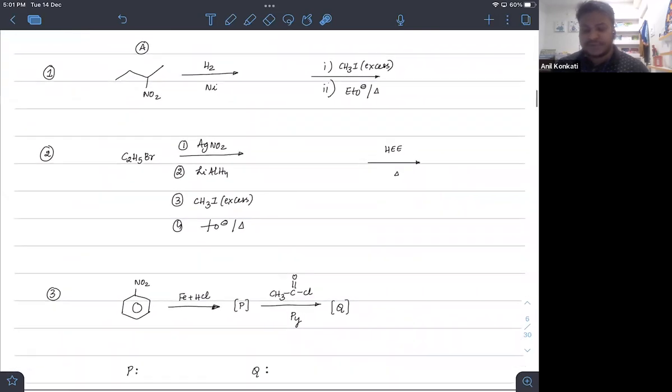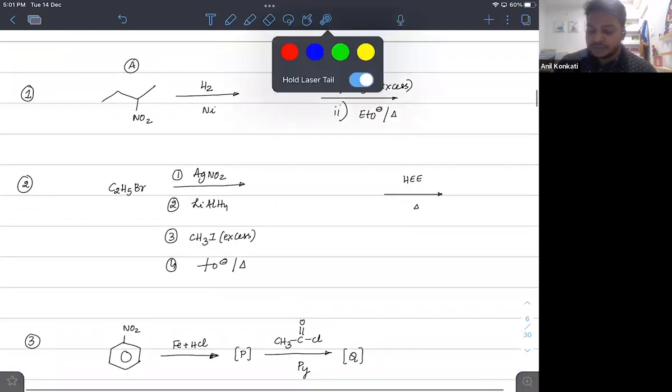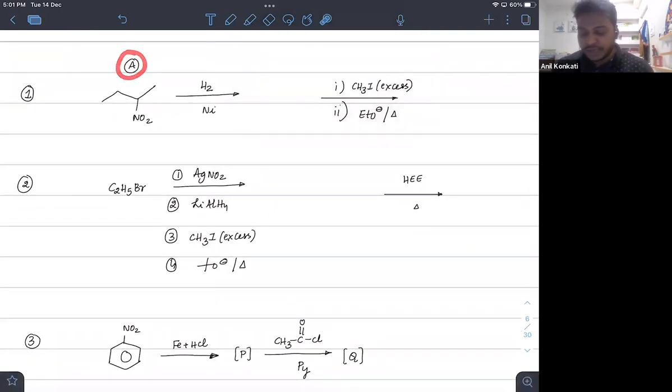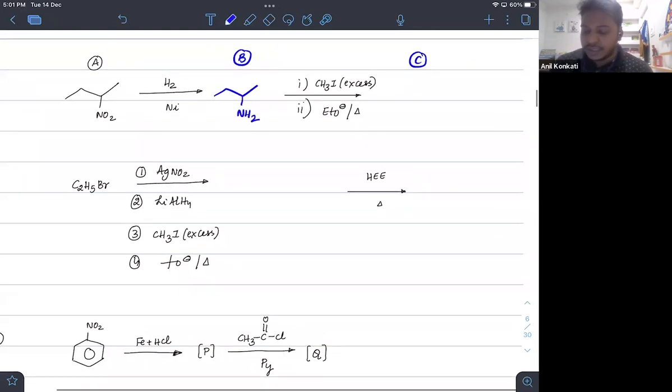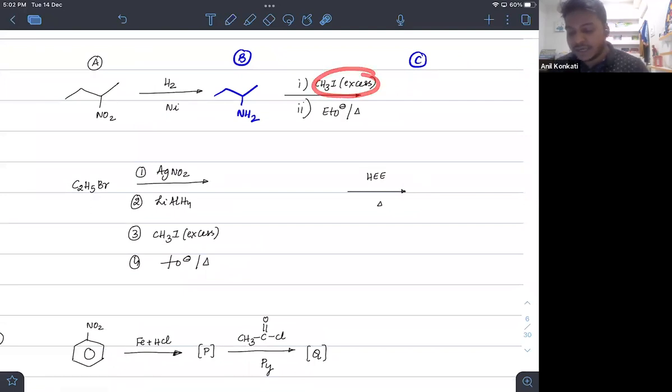Now, these are all previous year questions. How have they been asked? Let us just go through it once. First, there was compound A, which was giving compound B. And after the reaction here, we are getting compound C. This is a typical style of asking questions. So nitro, when you treat with H2 and nickel, what we can expect is that it will undergo reduction, right? And then if you treat that with excess CH3I, methyl iodide, it will undergo methylation.